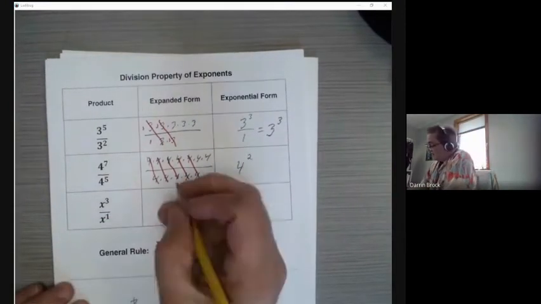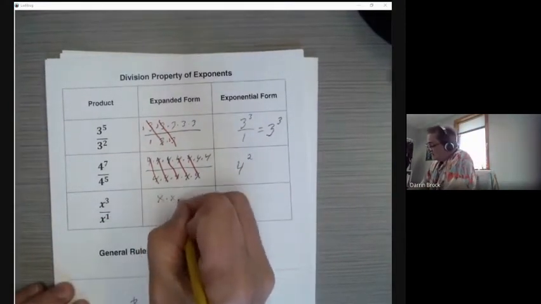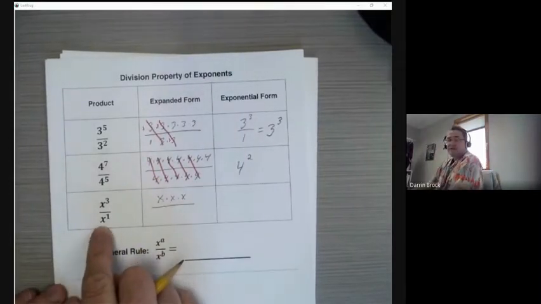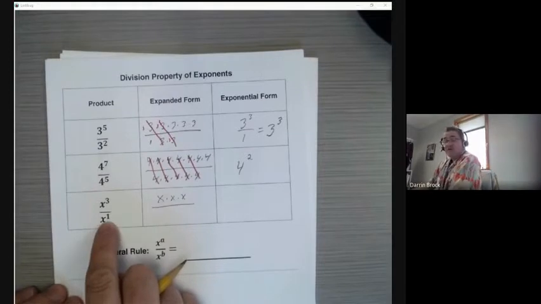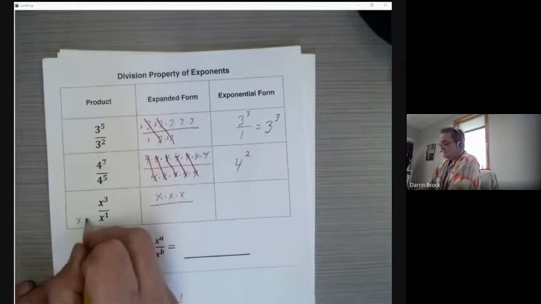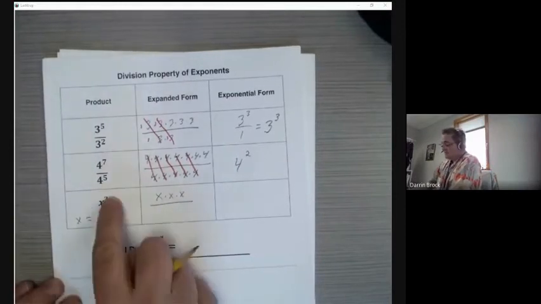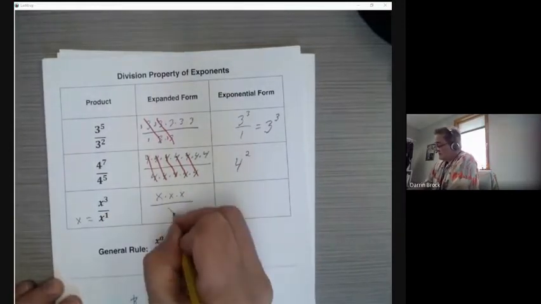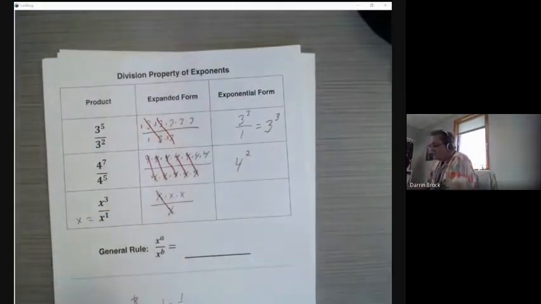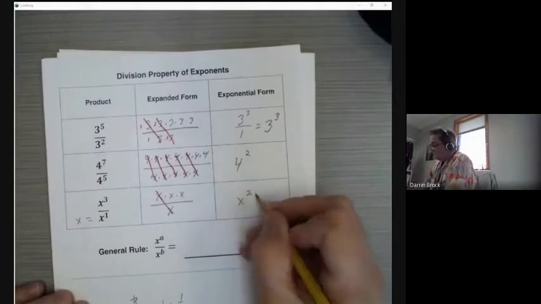Let's do it with just variables. Oh, I'm sorry, not exponents, I mean just variables. X to the third divided by X. I wouldn't put the first. Generally, you wouldn't see first, right? X to the first is the same thing as just X. Normally, we just see X to the third divided by X. One of those is going to cancel out, leaving us with X squared.